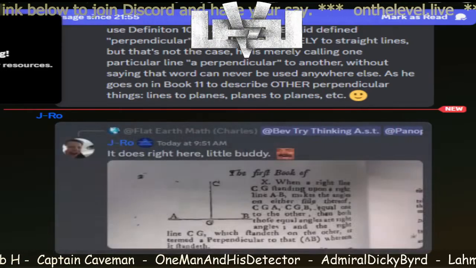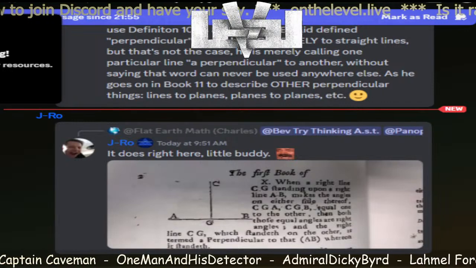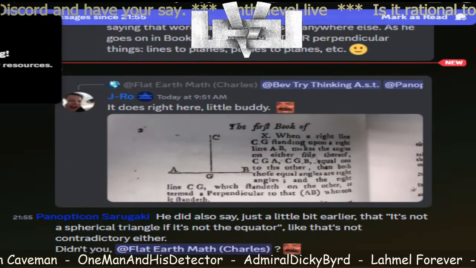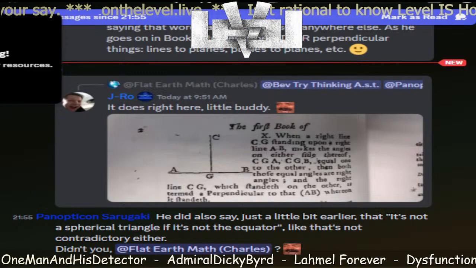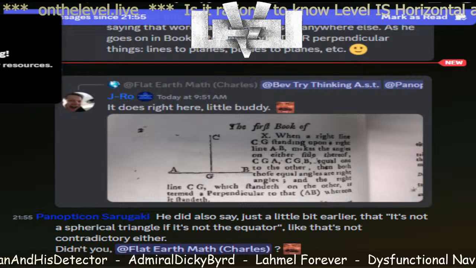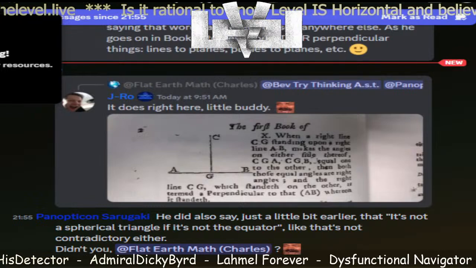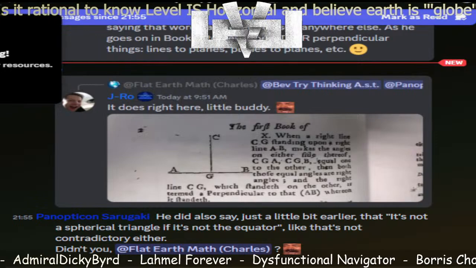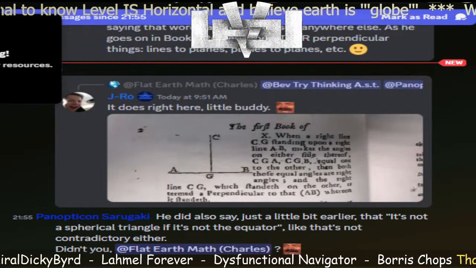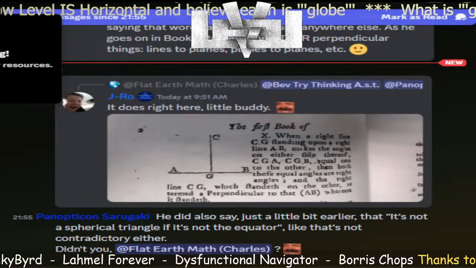So, Charles, part of the problem is that it's not logical for you to imagine that you're on the surface of a sphere and then say longitude and latitude are perpendicular, because that doesn't make sense. That's contradictory. It is not contradictory. It is.